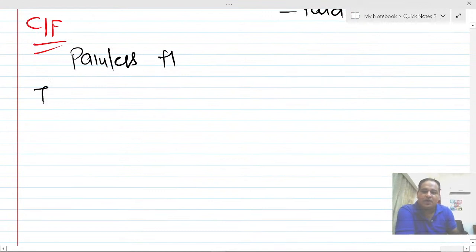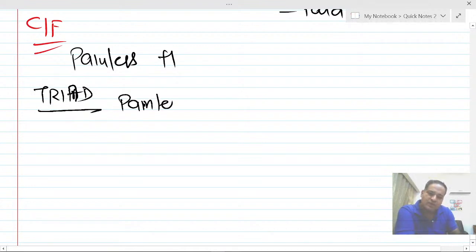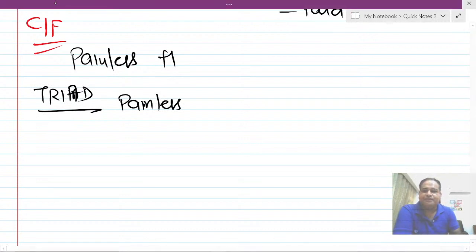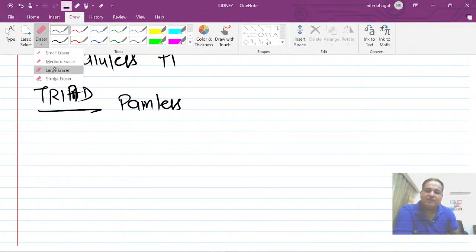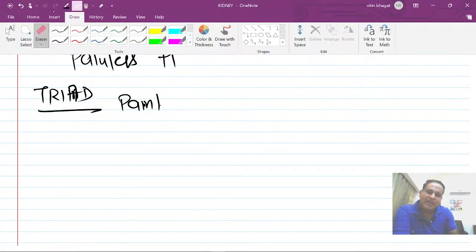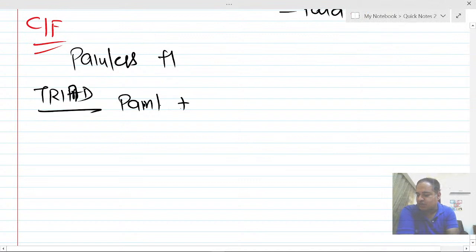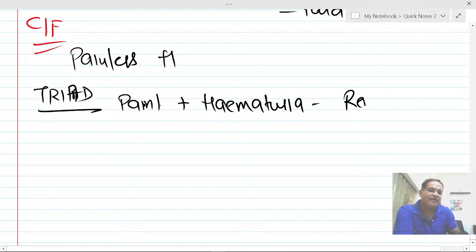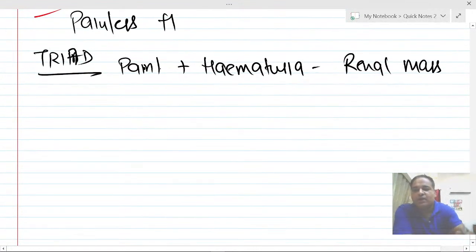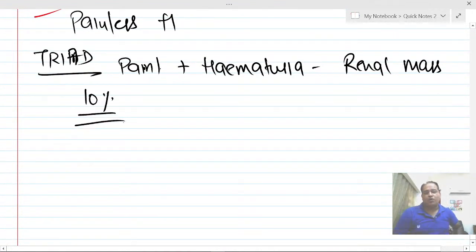What is the triad, though it is seen very rarely? The triad is pain, because the tumor may become very, very big, so it may start causing pain, and hematuria. Why will it cause pain? Because of stretching of the renal capsule. This triad is seen in only 10% of patients, and only when the disease is very, very advanced.